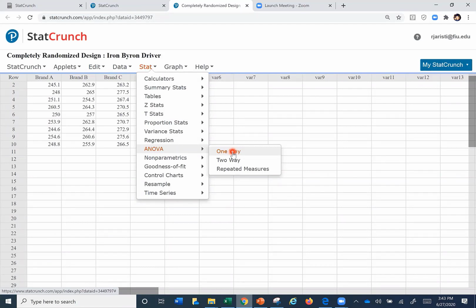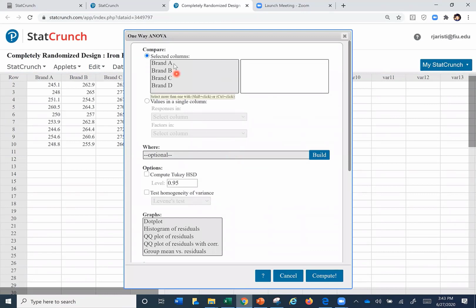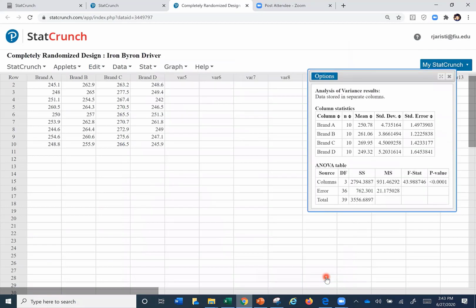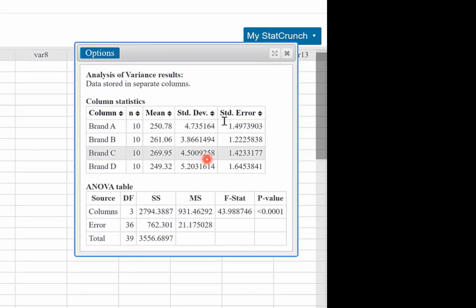Later we are going to study when we combine brand with different clubs. All balls will be hit using the same driver. Let's select one way because we have only one factor. And we are going to select all of these brands, which represent the different levels of this factor. We want to compare the mean distance that each brand reaches under the same impulse. Also, later we are going to use a tool kit to compare all of these means, but right now, if we click compute, we obtain the ANOVA table, which is this one. This is the ANOVA table, and this is the summary of all means.